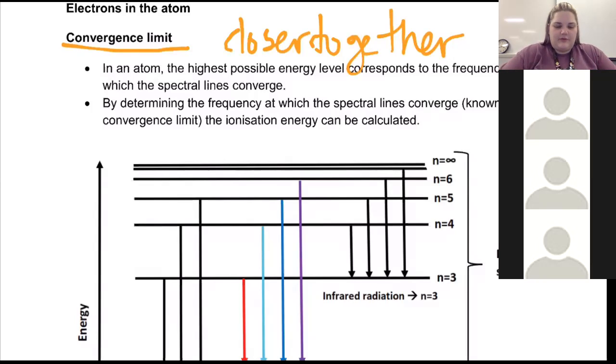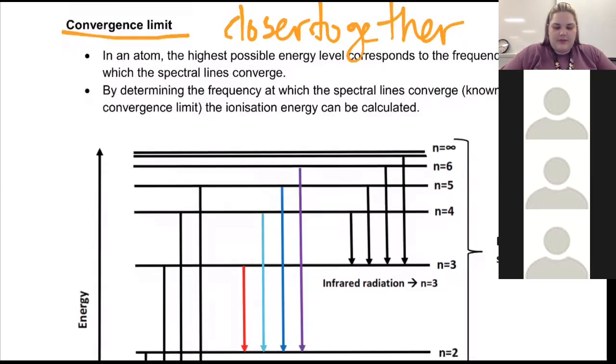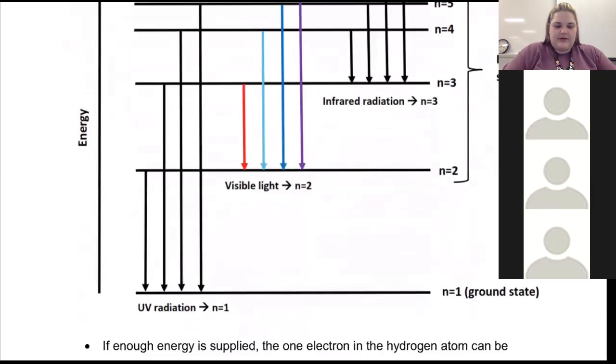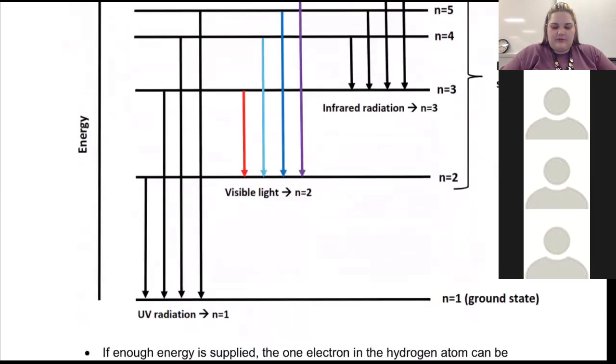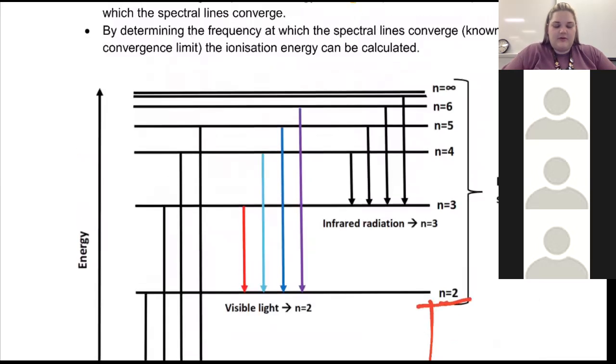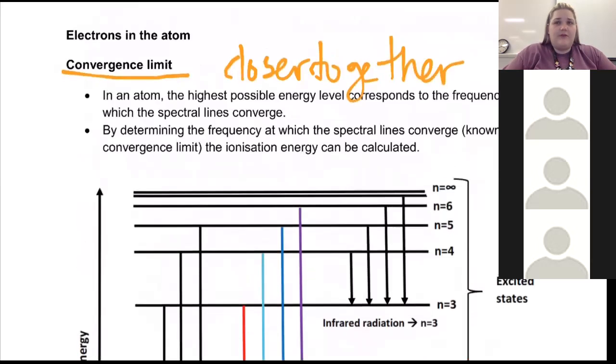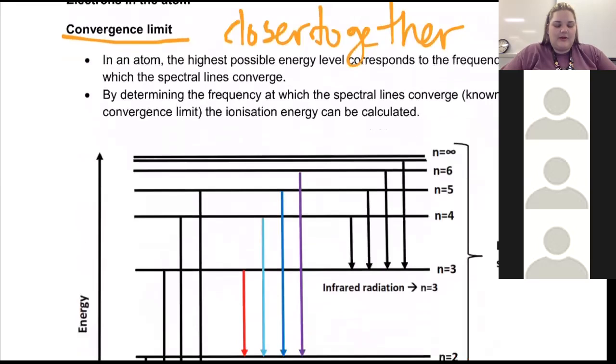look at the energy level diagram like this, we can see that down here at n equals 1, the ground state, and then where n equals 2 is, the distance there is a lot greater. And as you go up, they get closer and closer together. So what happens is you reach what you call the convergence limit, where really they can't get any closer together. What it says here is, in an atom, the highest possible energy level corresponds to the frequency at which the spectral lines converge.